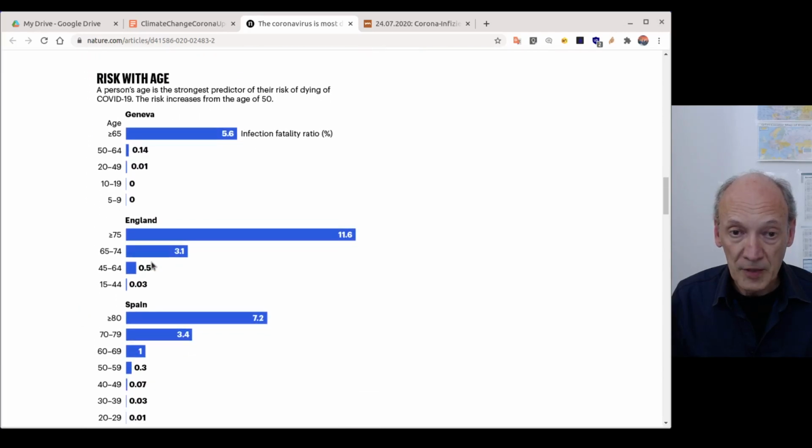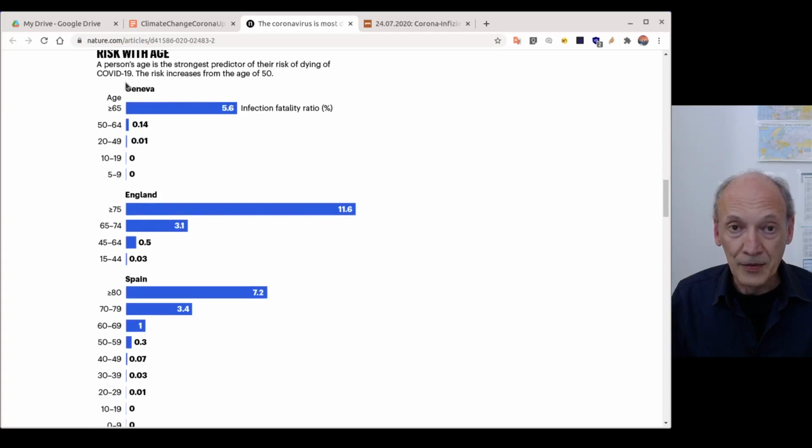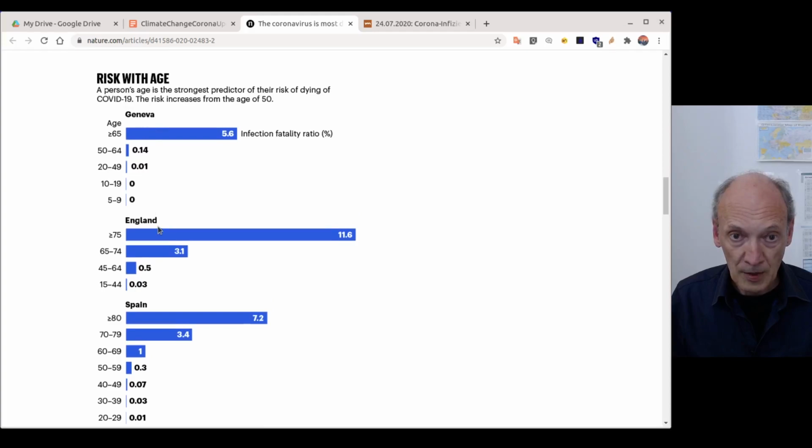And when we scroll down, we can see these tables. And here you can see the city of Geneva, here's the country of England, and here's the country of Spain. Geneva is a city, so the numbers are not really comparable to entire countries. Above 75 in England or above 80 in Spain, we get an infection-based mortality risk of about 11 or 7%, which means from all infected, 11% will die. And this goes down significantly when you go to the younger population.